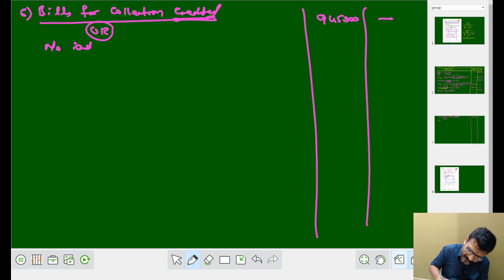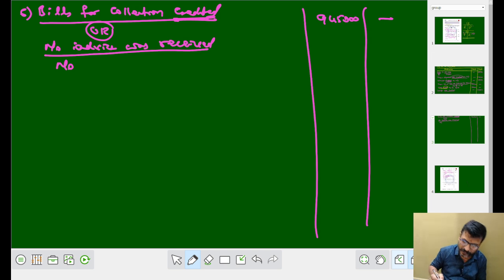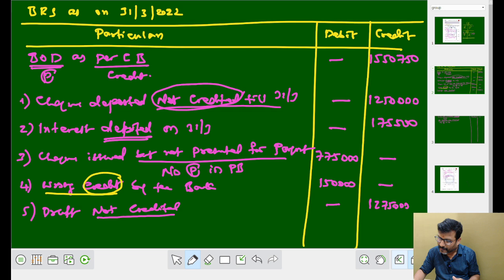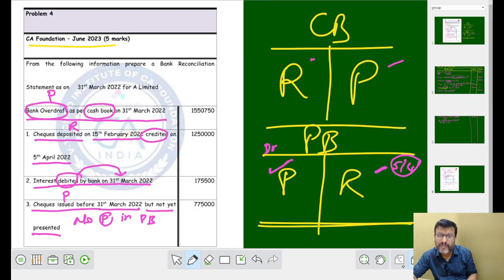No advice was received. No advice was received means collection. Collection means what? Receipt. No receipt in cash book. See my dear kids, when there is no receipt in cash book, it means what? No debit in cash book.